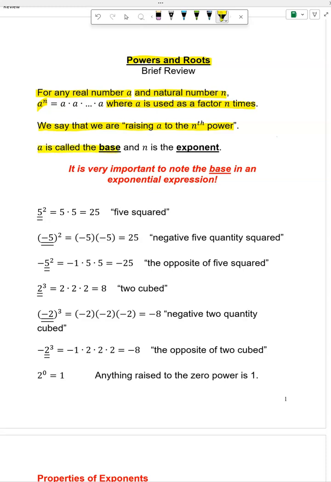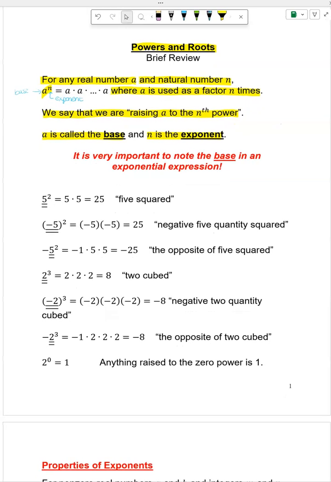A is the base, and n is the exponent, right? You can see that here. This is our base, and then n is our exponent. It is very important to note what the base is in an exponential expression. So let's see, if we have x squared, this little 2 up here tells us that we're going to have 2 x's, right?